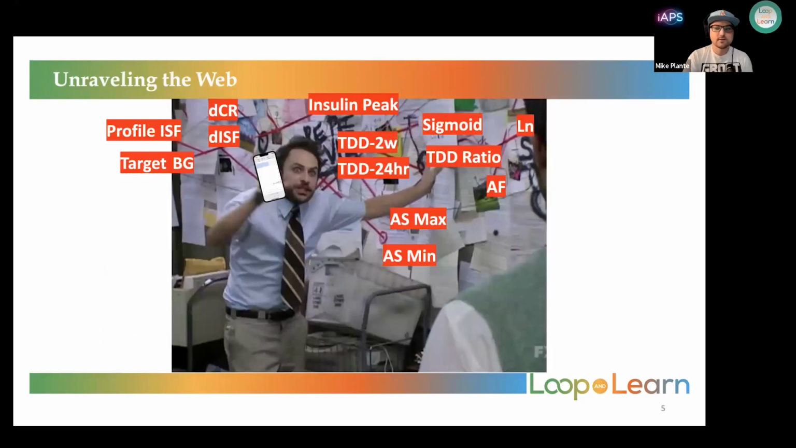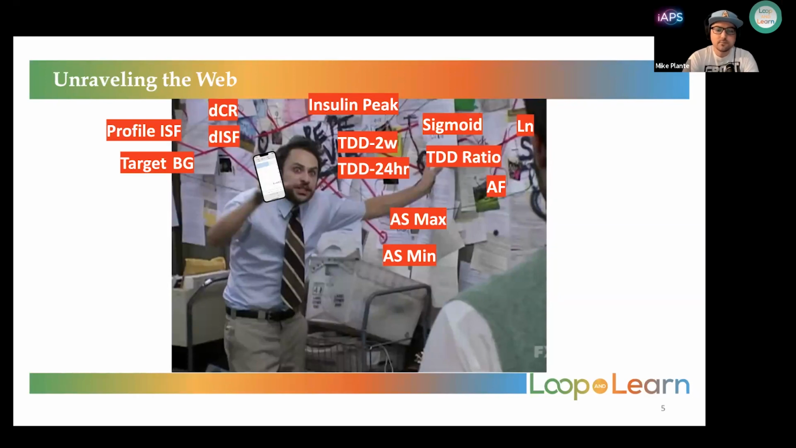All right. So hello, I'm Mike. Today we're going to be talking about dynamic ISF in iAPS. So there's two different versions you can use. You can either use the logarithmic version or the sigmoid version. Last week, hopefully you saw that presentation with Magnus and Teresa. If you didn't and you're watching this on YouTube in the future, go ahead and watch that one first.